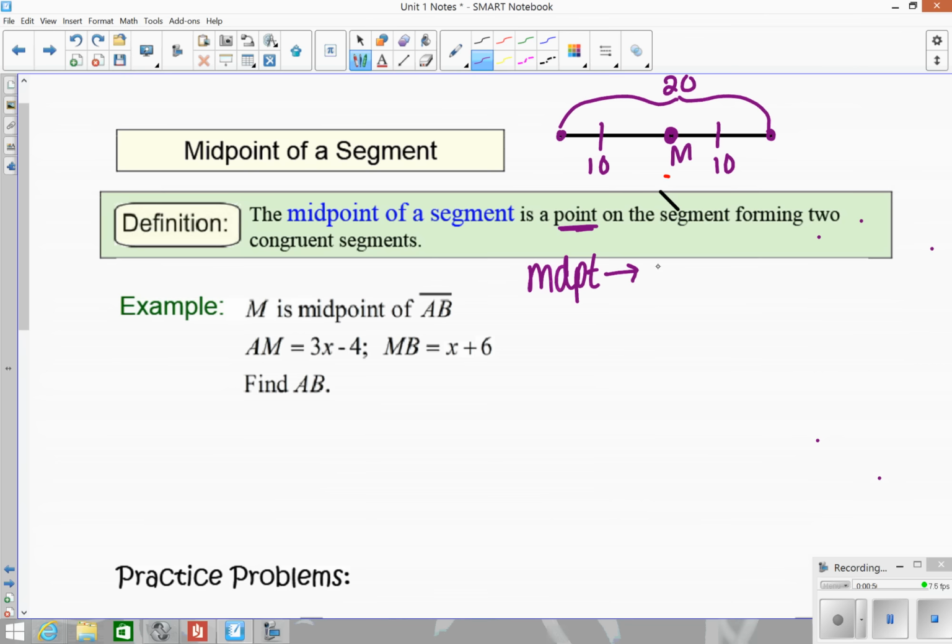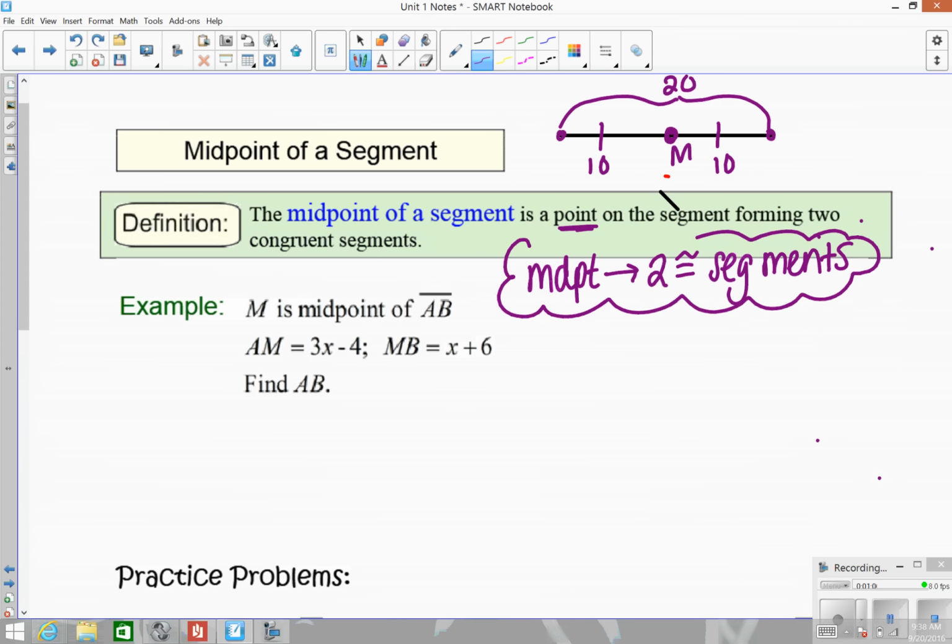And a midpoint means that you're going to get two congruent segments. That's what it implies. So whenever you know you have a midpoint, it means that the two parts are going to be congruent. You could also say a midpoint divides a segment into two congruent parts, but for me, this is way shorter. Midpoint implies two congruent segments. So when we're doing algebraic problems, we're going to make sure that we use that as our reason.